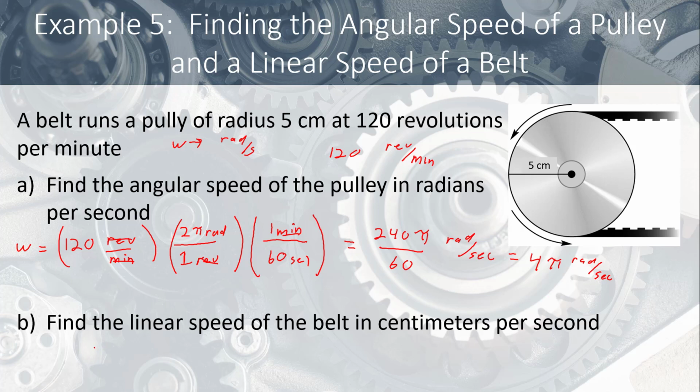And then finally, we want to find the linear speed of the belt in centimeters per second. Well, the linear speed is nothing more than the radius of the pulley, because the pulley is moving the belt around, times the angular velocity. And that is going to be 5 centimeters times 4 pi radians per second. And that will be equal to 20 pi centimeters per second.